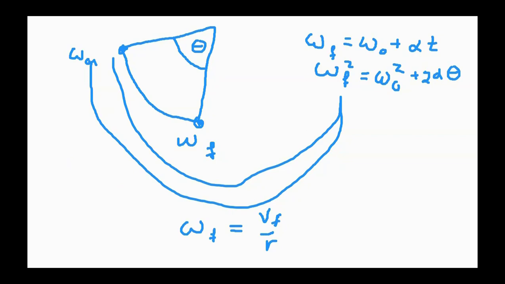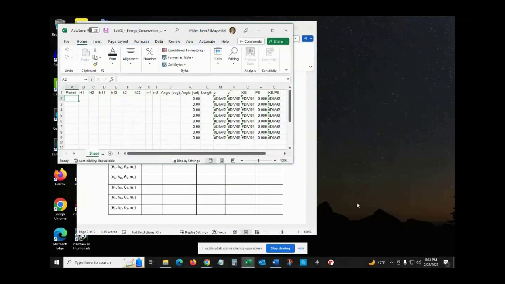The last step will be to convert your final angular velocity into a final linear velocity, remembering that the radius is the length of the pendulum. That expression of the final velocity as it relates to angle, the period, and the length of the pendulum is what you will use to calculate the final velocities, either by hand or by putting the expression in Excel.